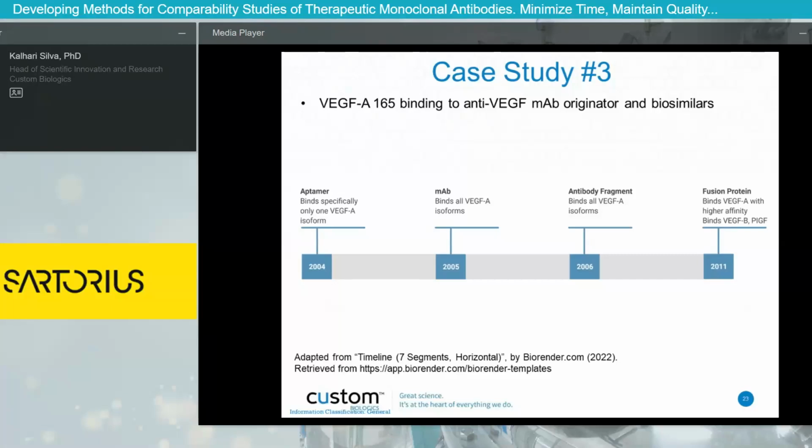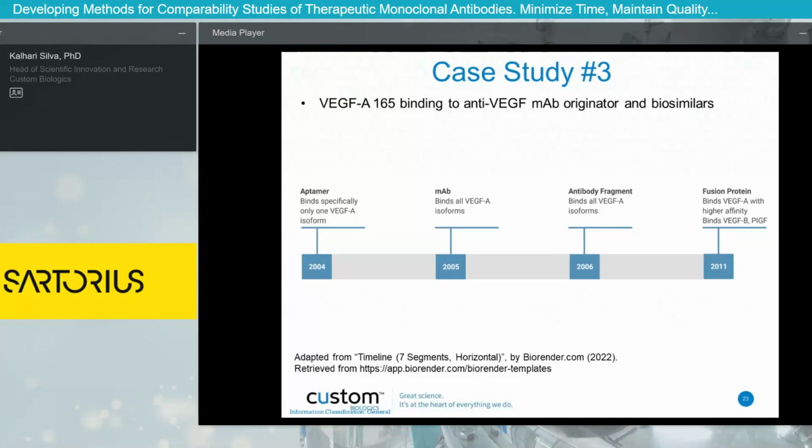So if you look at this timeline, initially there was aptamer pegaptanib, which was the first anti-VEGF therapy approved for the treatment of AMD. It binds selectively to VEGF-A 165, but not to any other VEGF-A molecules. And then in 2005, there was bevacizumab, which has been approved for the treatment of metastatic colorectal cancer, non-small cell lung cancer, and also glioblastoma multiforme. It is a recombinant humanized monoclonal antibody that binds to all VEGF-A isoforms.